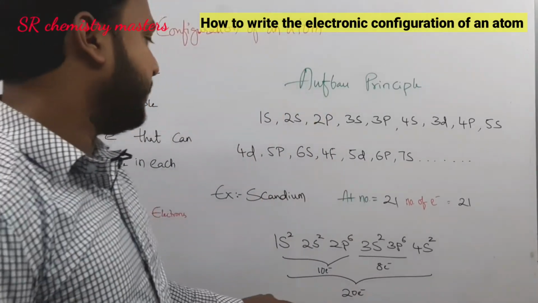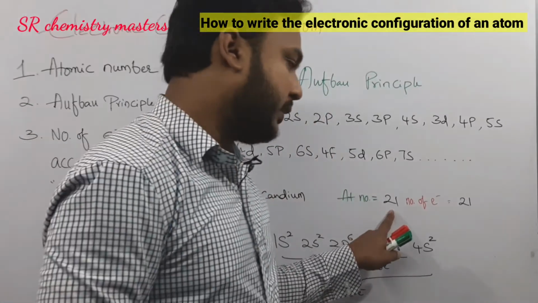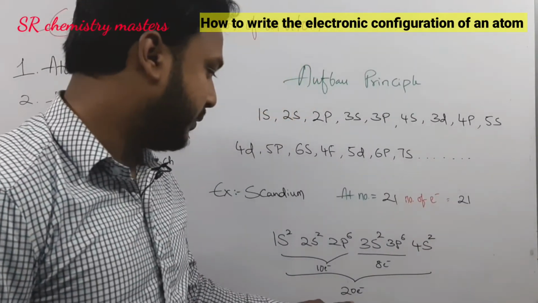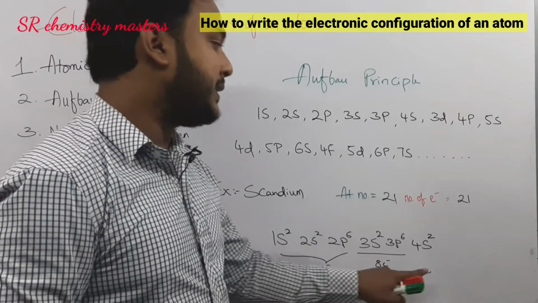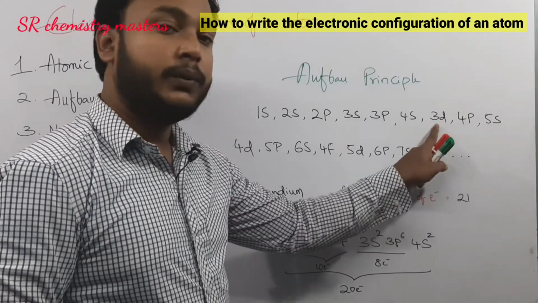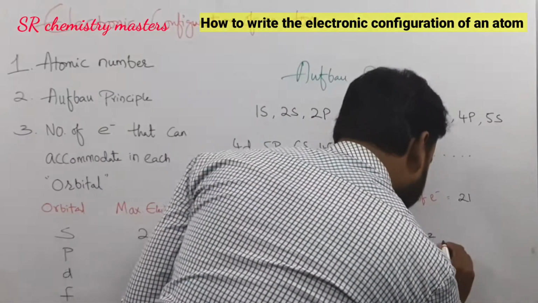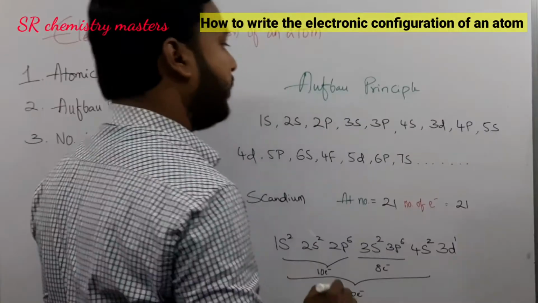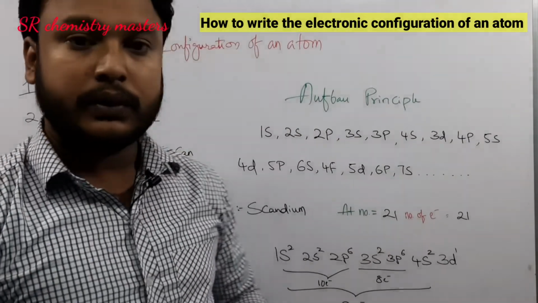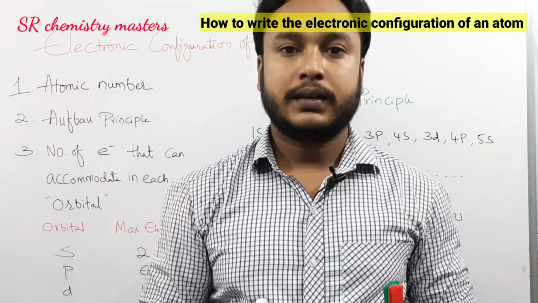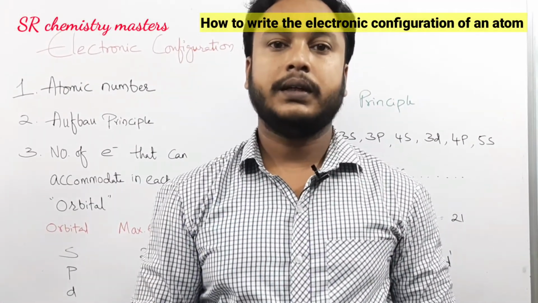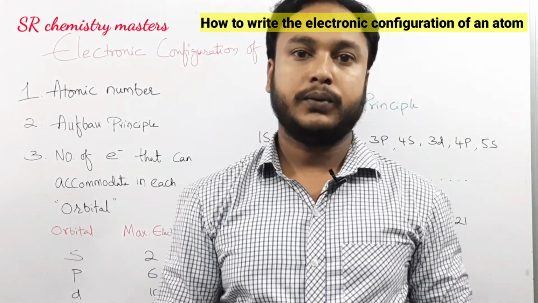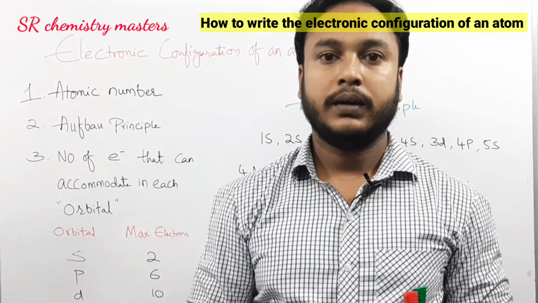Remaining 1 electron, because scandium has atomic number 21, so 21 electrons. Up to here the electrons completed are 20. So the last electron will enter the 3d orbital: 3d1. This is how you can write the electronic configuration of different elements. Try to write the electronic configuration of different atoms and practice it so that it will be easy for you.